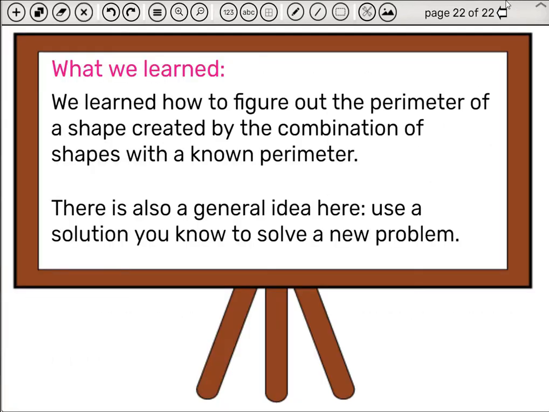We learned how to figure out the perimeter of a shape created by the combination of shapes with a known perimeter. There is also a more general idea here. We used the solution we know to solve a new problem. We also gave the students an opportunity to practice, enhance, and gain more confidence in their visual perception.